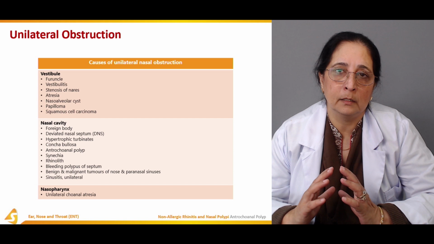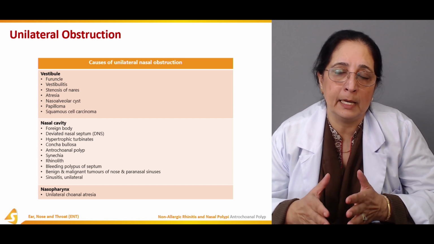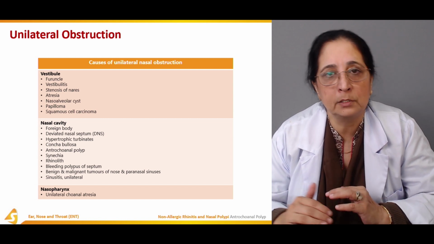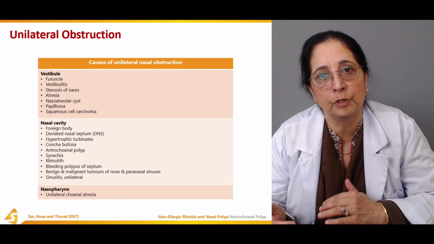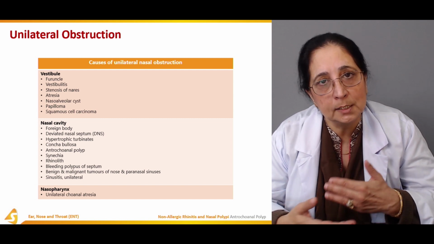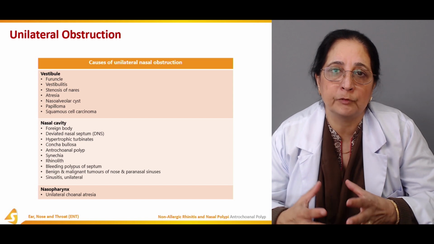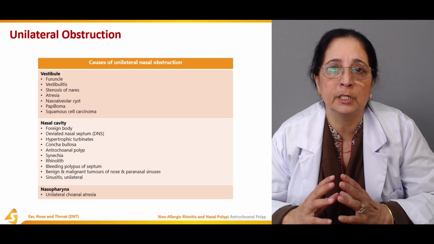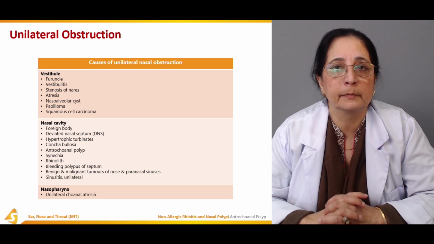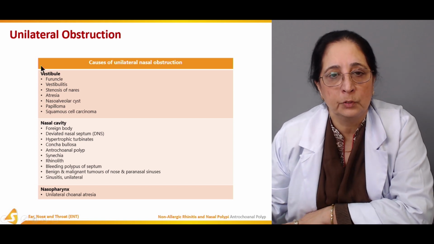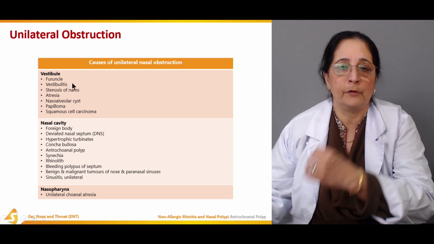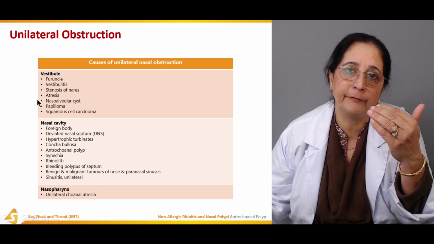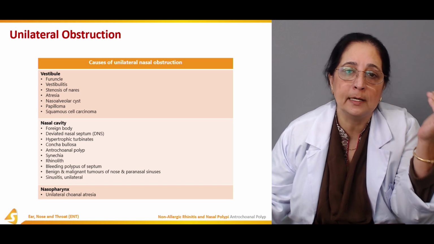Antrochoanal polyp also causes unilateral nasal obstruction. So we are going over the other causes of unilateral obstruction that should be differentiated from the antrochoanal polyp. In the vestibule, causes can be furuncle. All these can present as growths or masses, so they should be differentiated from the antrochoanal masses.